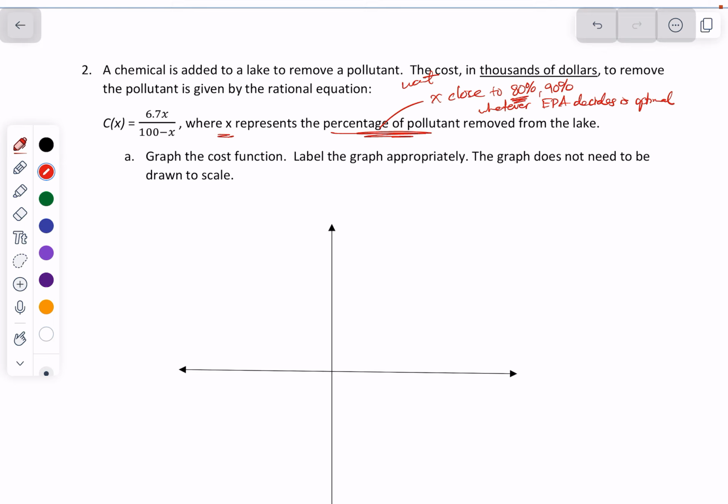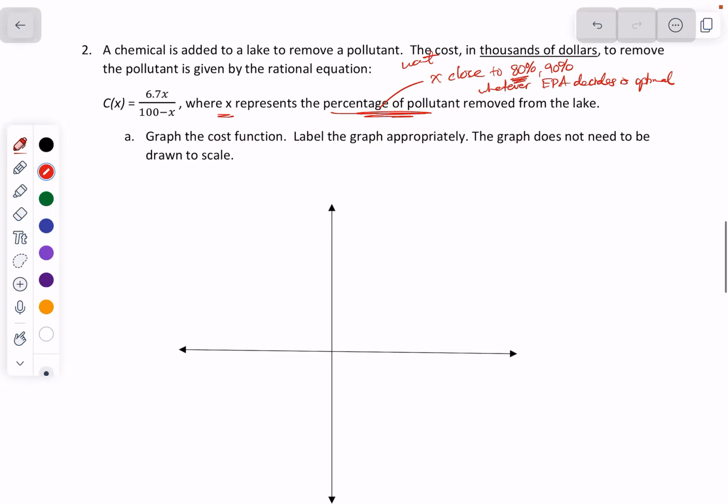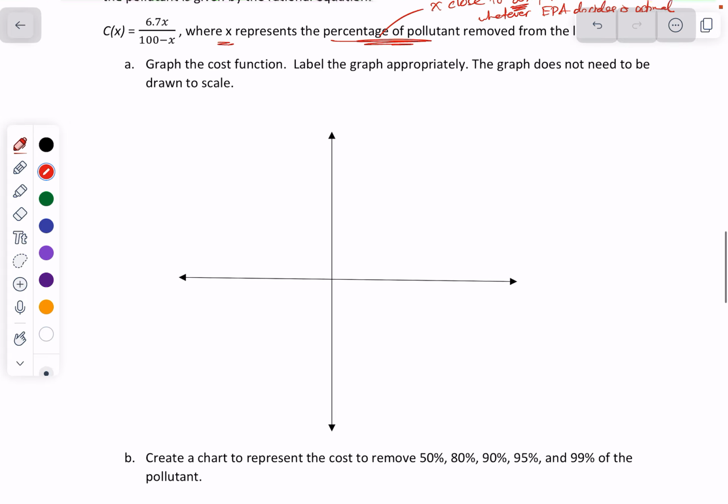Because it's going to cost money to remove the pollutant. And the more we remove, the more it's going to cost. So we want the cost to be low, but we also don't want to make the EPA mad and they shut down our company. So let's first graph this cost function.